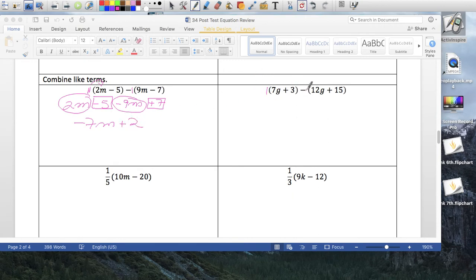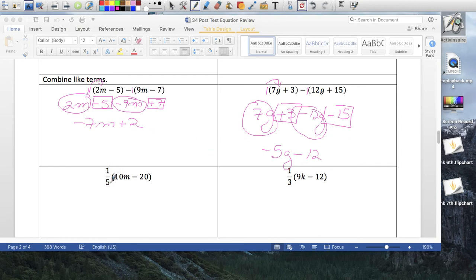Same thing here. Put a 1 here. Multiply. 1 times 7 is 7g. 1 times 3 is 3. Negative 1 times 12g is negative 12g. Negative 1 times 15 is negative 15. Combine this one with this one, and the 3 with the negative 15. 7g and negative 12g is negative 5g. 3 and negative 15 is negative 12. So that's my answer.